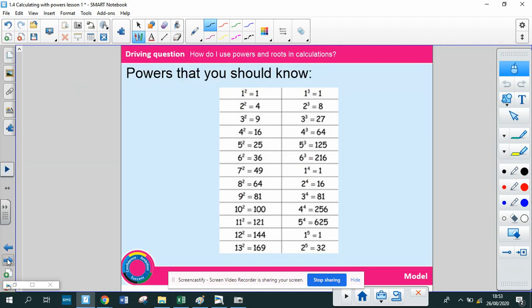Okay, there are certain powers that you should know. These are the ones that you might be tested on in your GCSE. So you must remember these, and these are really useful to know anyway. If you don't remember these, pause the video, take a note, and while you're at home, just try and revise these every now and then until you do know them.